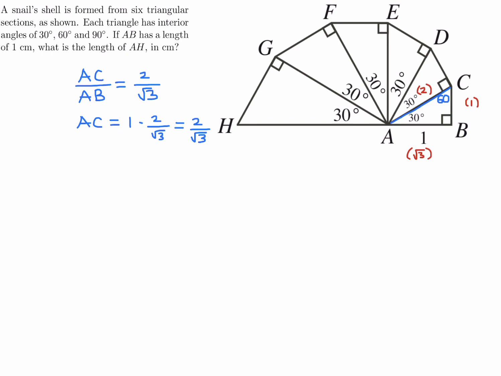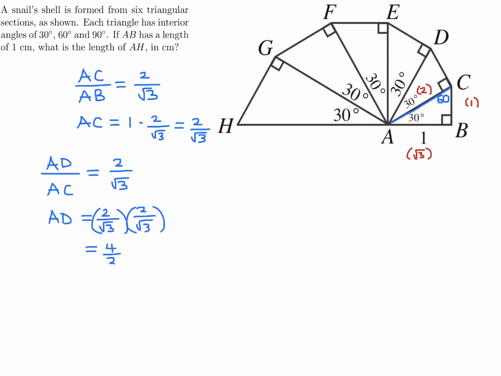Now we will do the exact same thing to figure out AD. Again, if you look at this triangle ADC, it's the same story. It's again a 30, 60, 90 triangle, and therefore the sides have the same ratios. AD over AC, again, is 2 over root 3. So cross multiplying, AC we know is 2 over root 3, so 2 over root 3 for AC multiplied by this 2 over root 3 is going to be my value for AD, and that is 4 over 3.